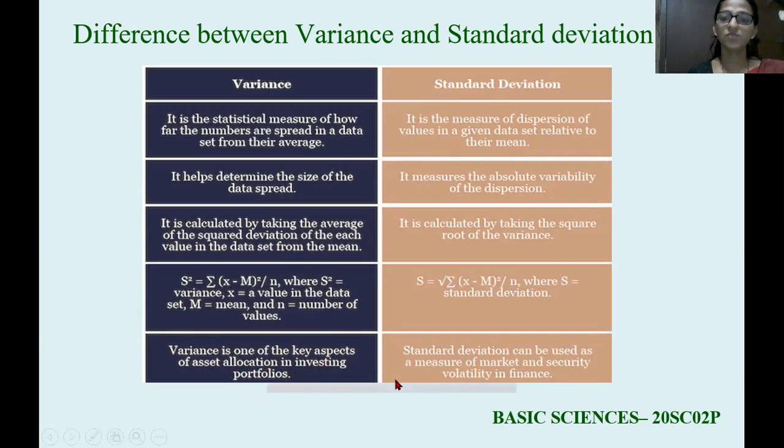Standard deviation can be used as the measure of market and security volatility in finance.